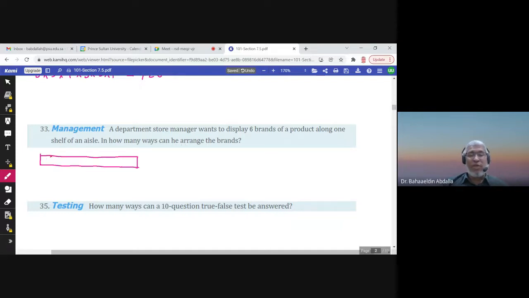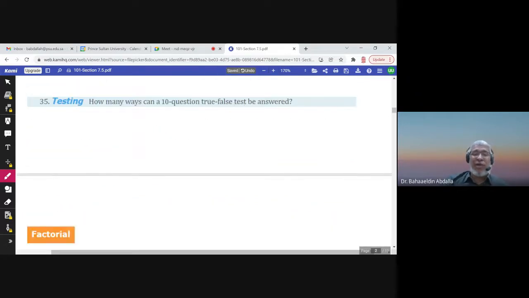So let us do it step by step. First one, let us display one of them. How many possibilities are there? We have 6 brands. We can put any of the 6 here. Then 5, then 4, then 3, then 2, then 1. So this is exactly similar to the previous question.